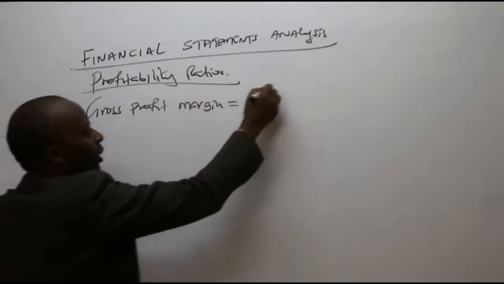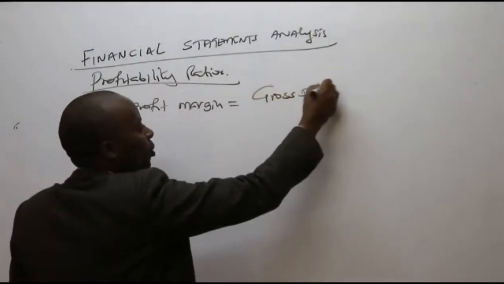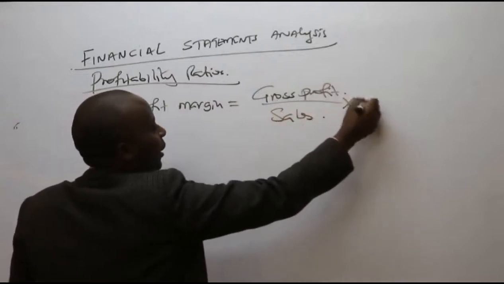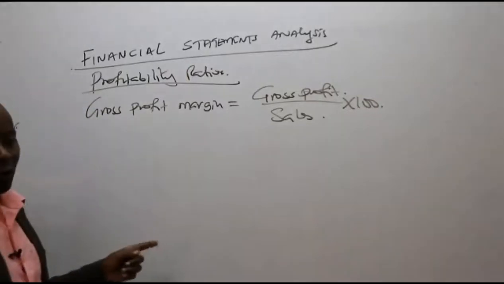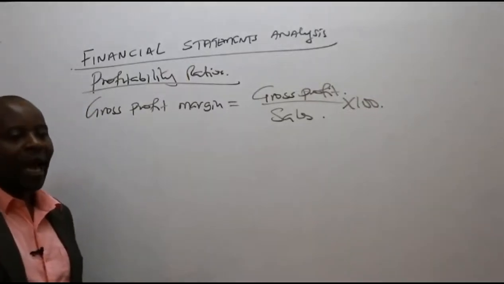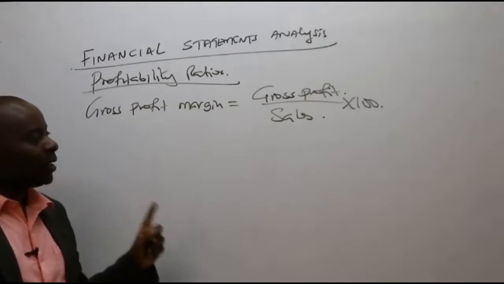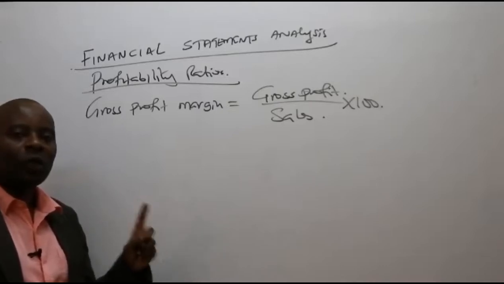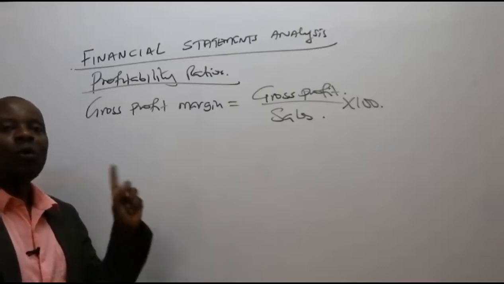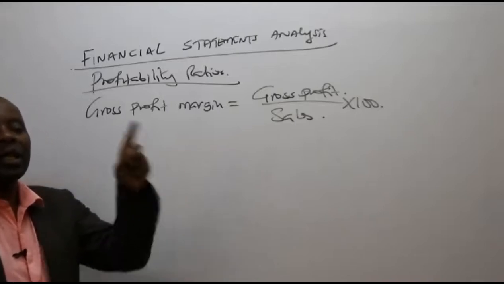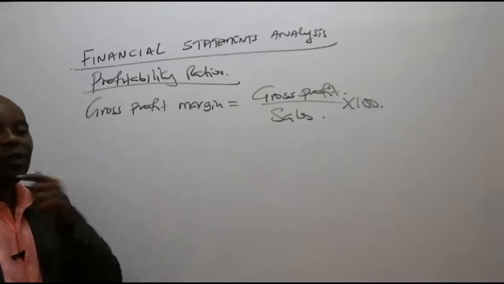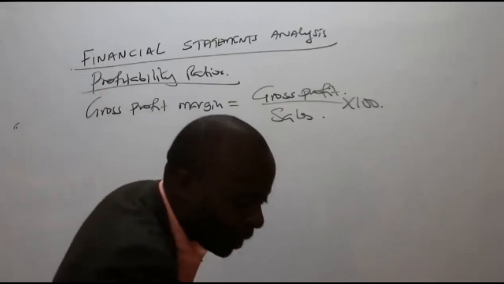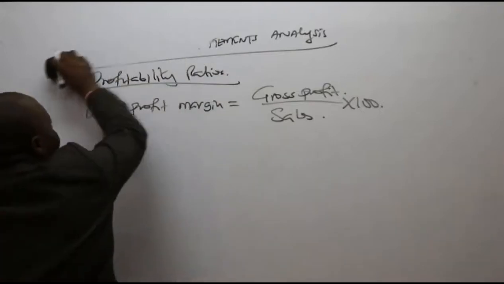Gross profit margin, ladies and gentlemen, we normally take the gross profit divided by sales of the company times 100. Gross profit over sales times 100. It is important to note that for gross profit margin, the firm that is doing well will be that firm whose gross profit margin increases with time. So gross profit margin should be increasing with time.